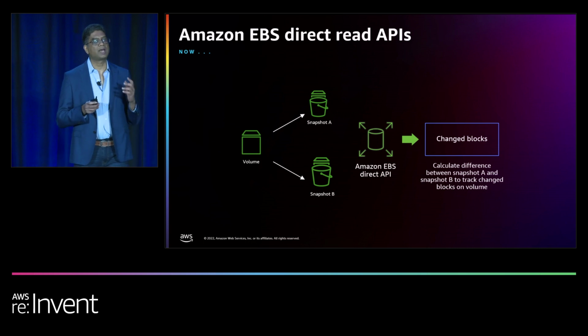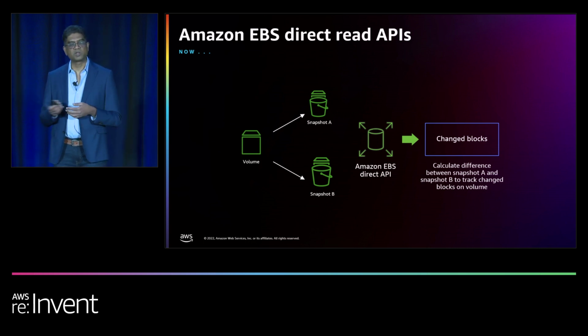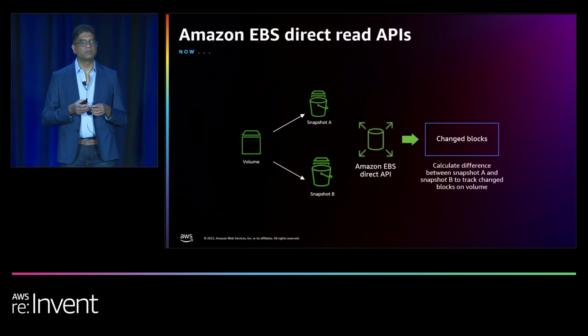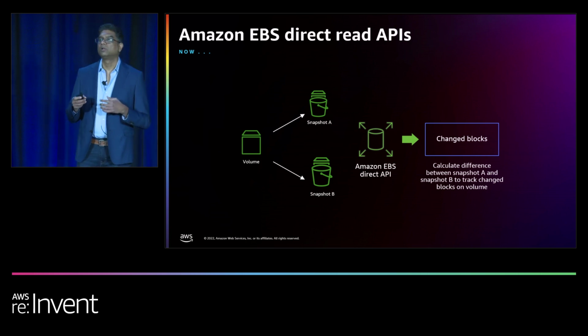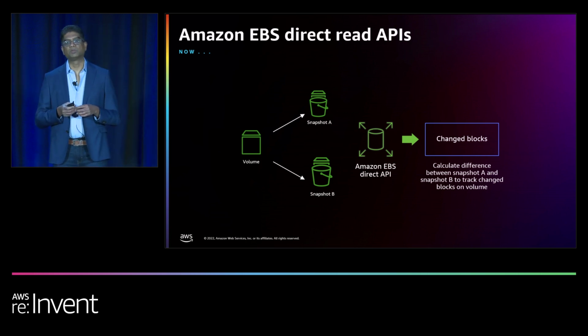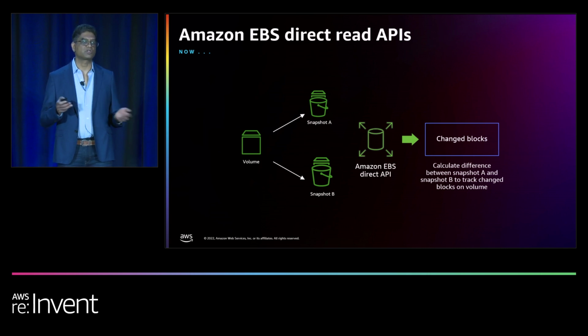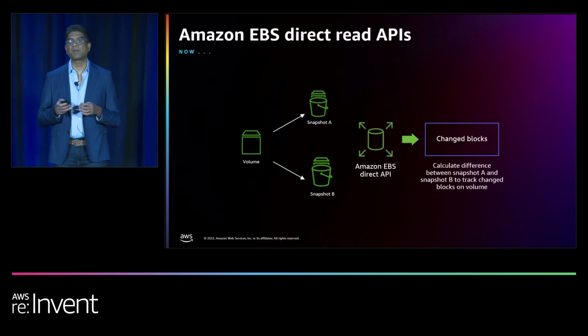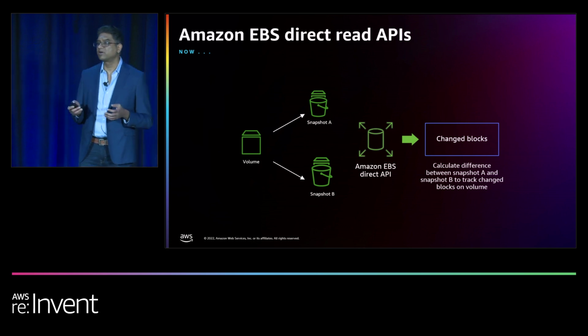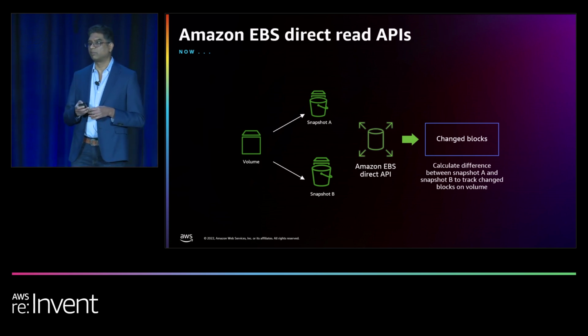You just take two snapshots, you specify those two snapshots in an API, and that API will respond back to you with all the blocks that have changed between those two snapshots. So we've completely transformed the way our backup providers are able to calculate what has changed, especially in their application backup workflows. If you happen to use one of our backup providers, you're likely using EBS direct APIs.